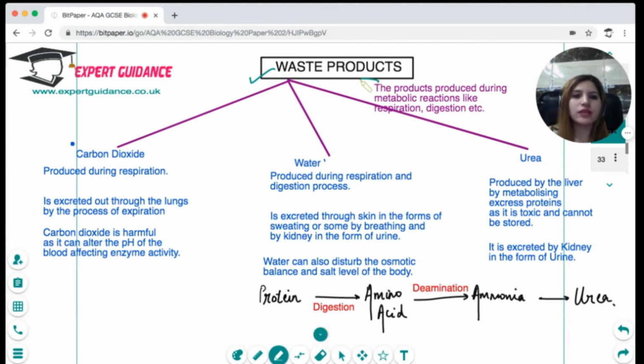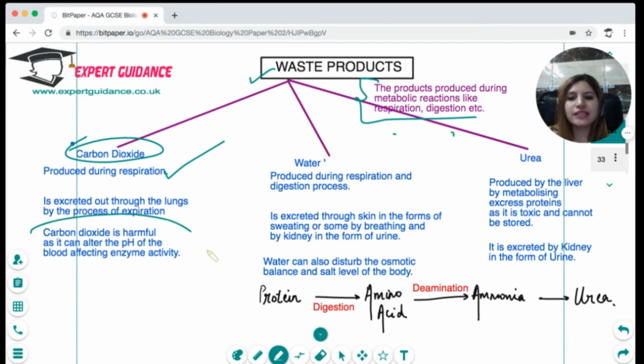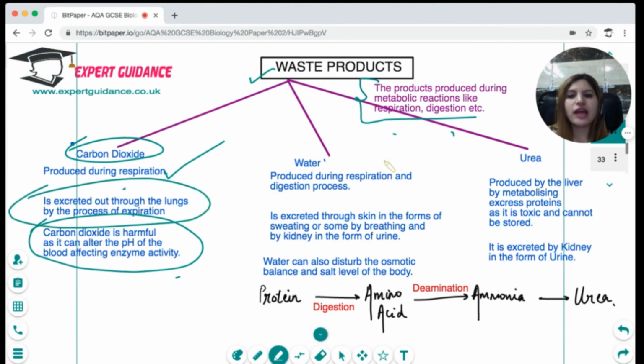Waste products are the products which are produced by metabolic reactions like respiration and digestion. The first waste product is carbon dioxide, produced during respiration. It is toxic because carbon dioxide can disturb the pH and affect enzyme activity. So it needs to be removed immediately. So it is excreted out through the lungs.